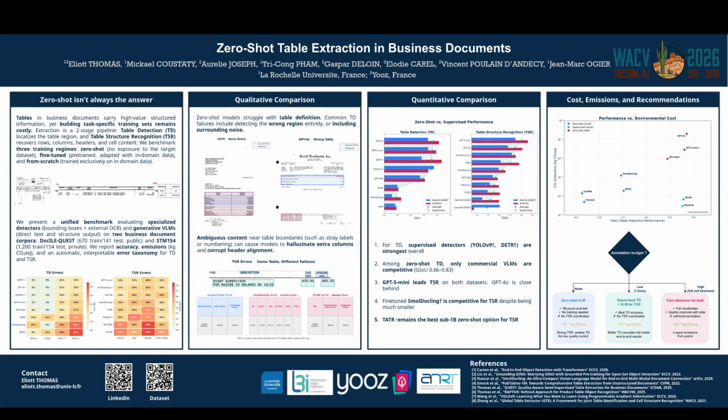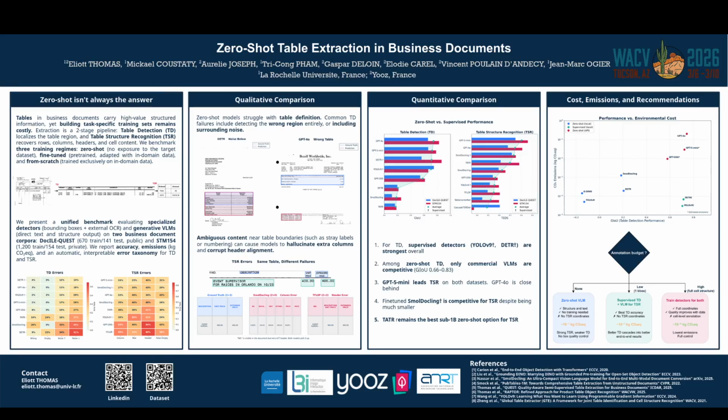For table structure recognition, it's a slightly different story. GPT-5 mini is in the lead, yes, but we also see that fine-tuned SmolDocling, which is open and quite small, is actually competitive. And TFLTR, which is a classic, is the best lightweight zero shot and is somewhat usable still.